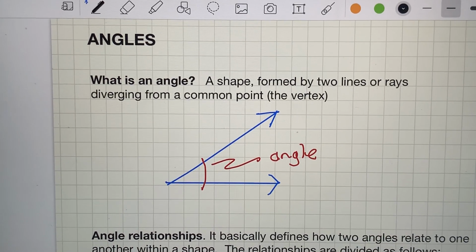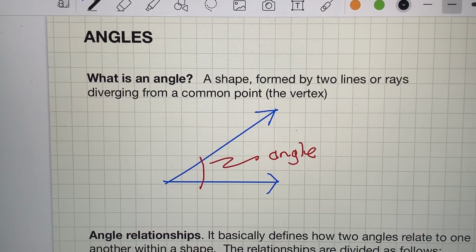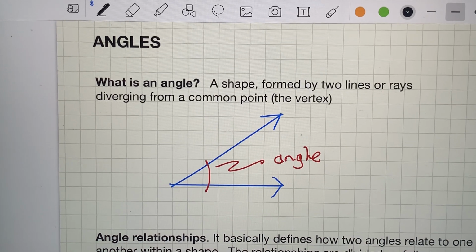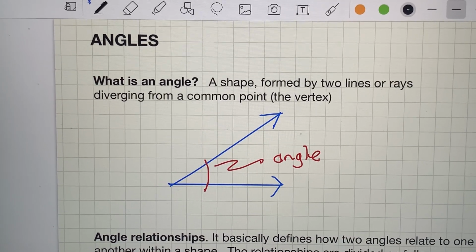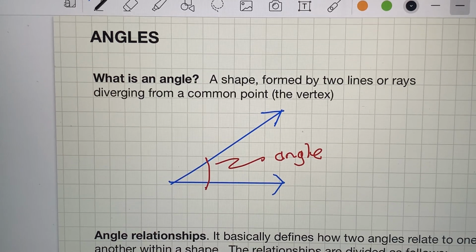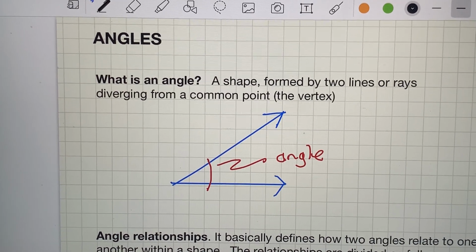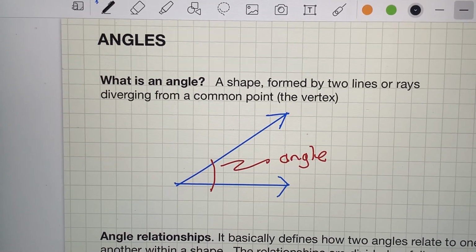Continuing with the trigonometry course or instruction, I want to discuss angles. What is an angle? An angle is a shape formed by two lines or rays diverging from a common point.